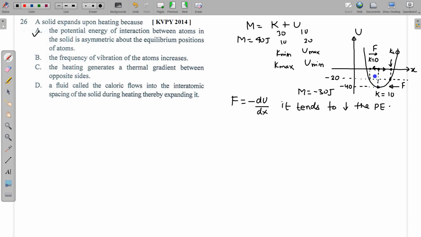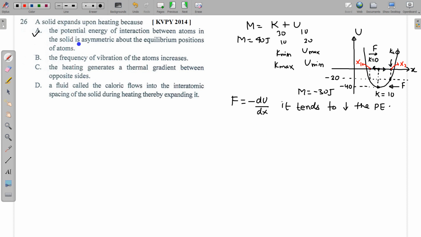So I can say the particle can move only between these two values. Suppose this value I am writing as x1, and suppose this x coordinate is x2. So the particle can move between these two locations, x1 and x2. It cannot go left of this x1, it cannot go beyond this x2. The particle will always move between these two locations, and it is some kind of oscillation.